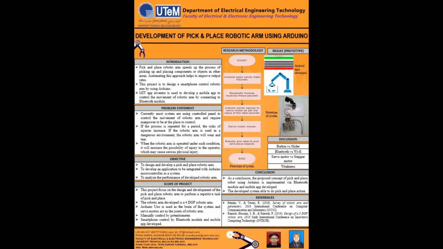The servo motor can be shifted forward and backward by a slider, which is more appropriate for robotic arm movement. The button is not acceptable because it just goes forward and does not go backward. This is not appropriate for robotic arm movement.